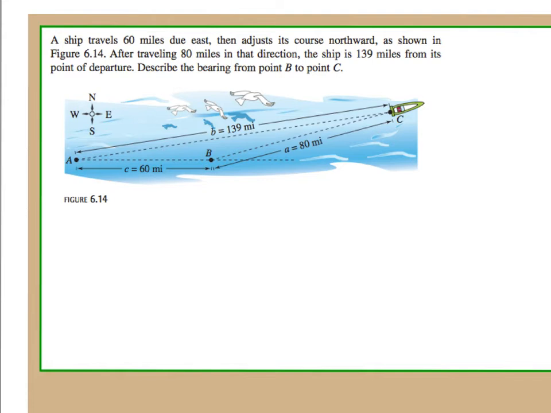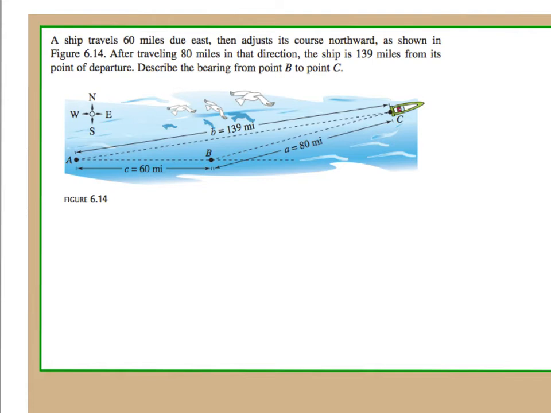A ship travels 60 miles due east, then adjusts its course northward, as shown in figure 6.14. After traveling 80 miles in that direction, the ship is 139 miles from its point of departure. Describe the bearing from point B to point C.